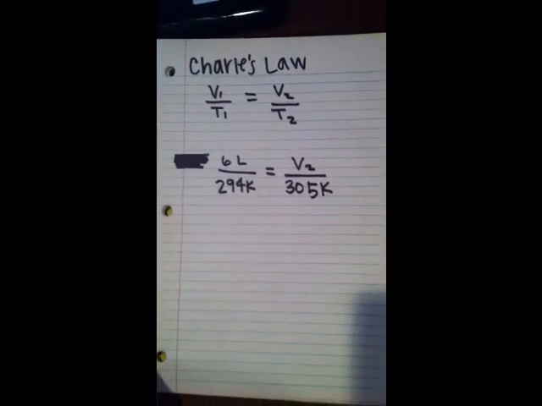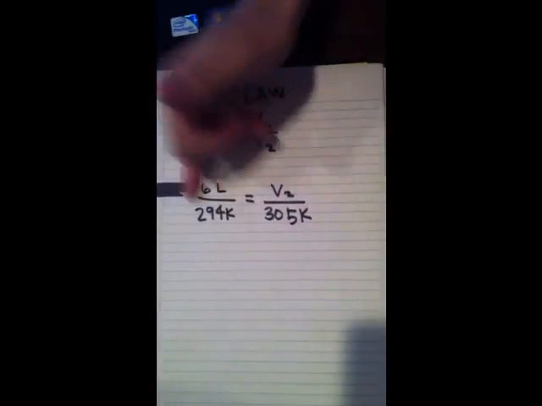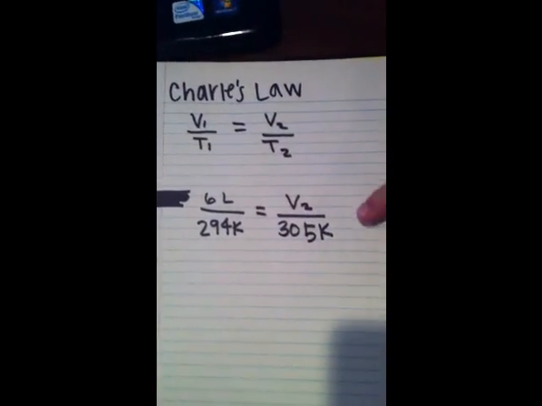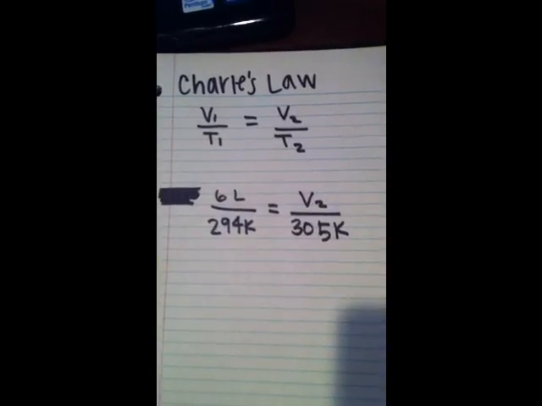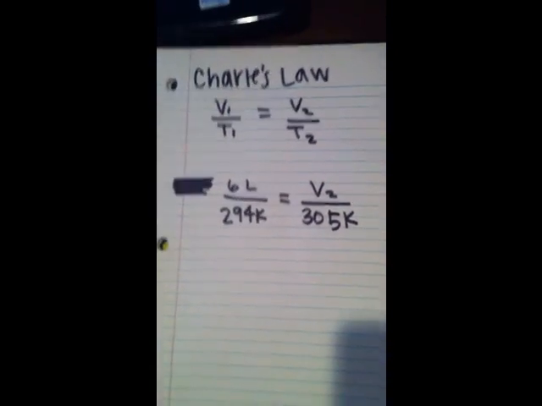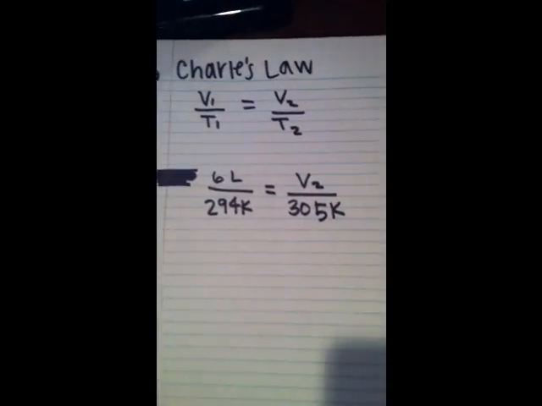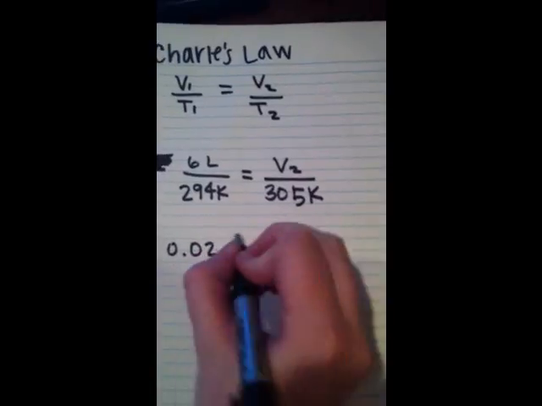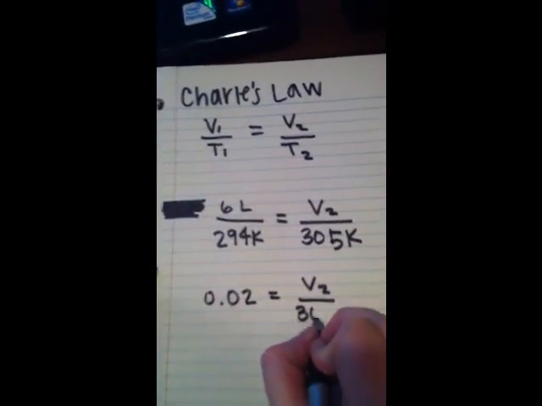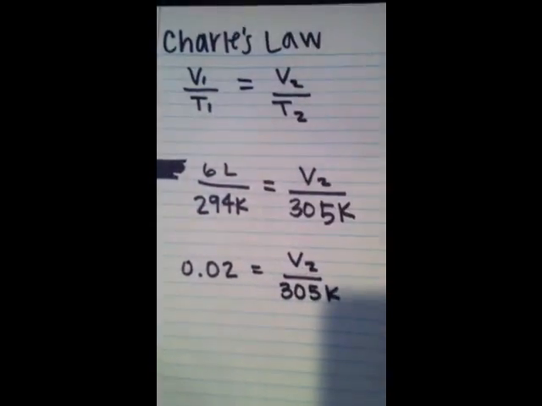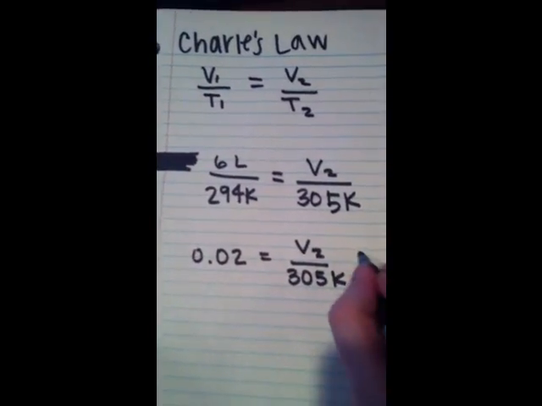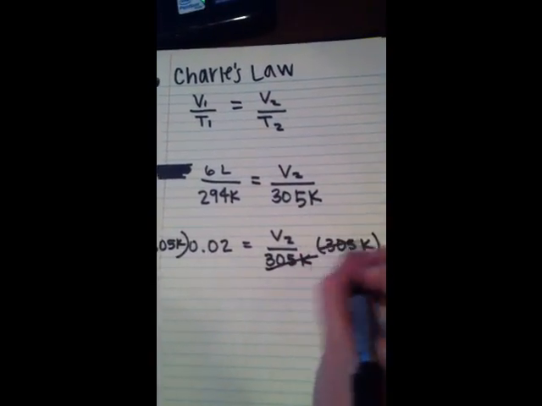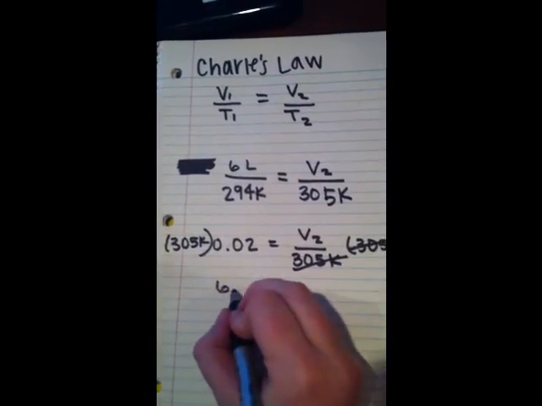Okay, so here we have set up Charles' law equations. We have a balloon of 6 liters at 294 K, and if we raise the temperature to 305 K, we need to find the volume. So first we're going to divide the first volume by the temperature, and then set it equal to V2 over 305 K. So that is 0.02 equals V divided by 305 K. And now I need to get rid of 305 K, so we're going to multiply 305 K by both sides. And our new volume is 6.22 liters.